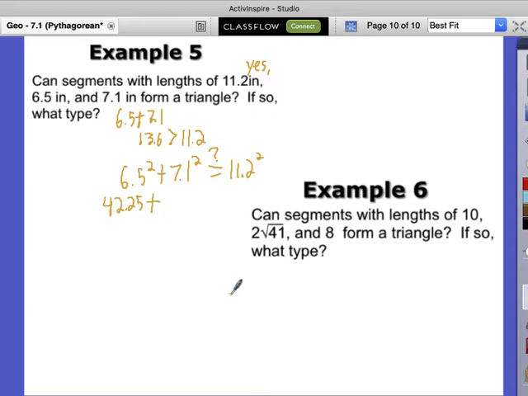50.49. 7.1 times 7.1. There you go. I got it. And it is 50.41.